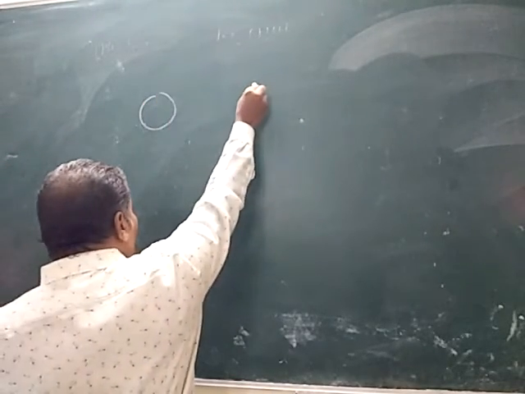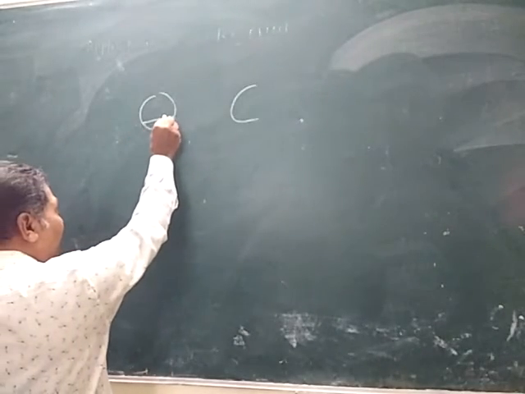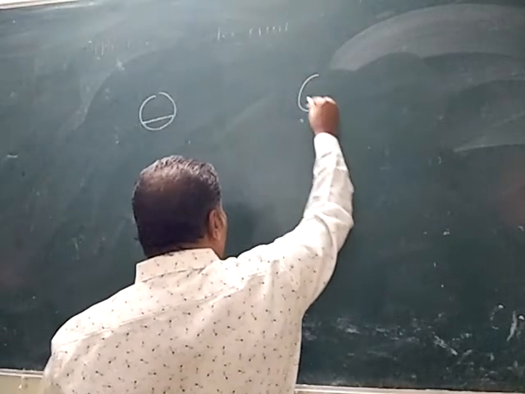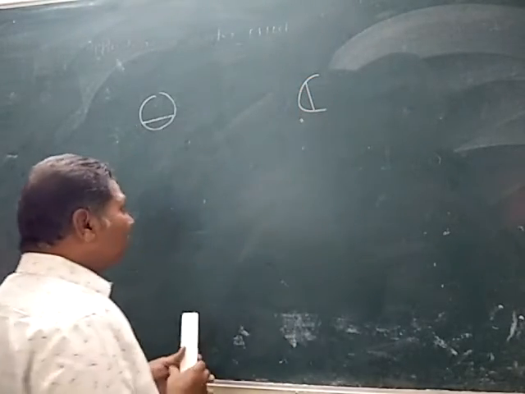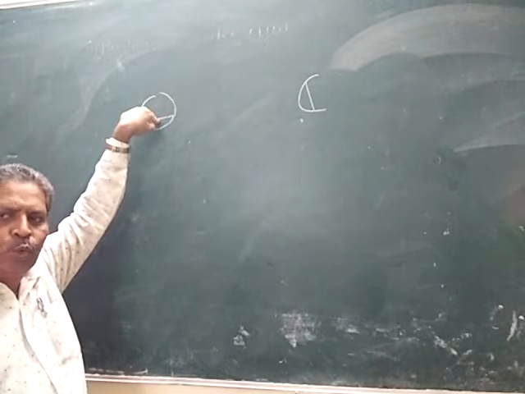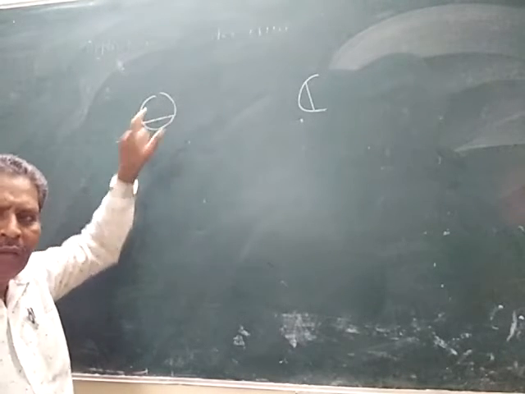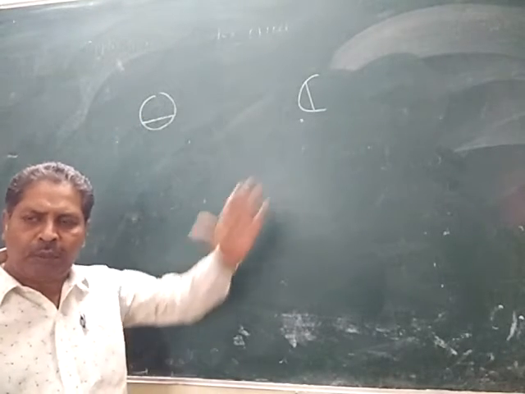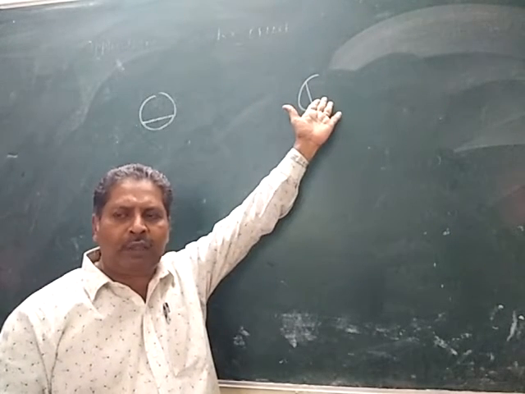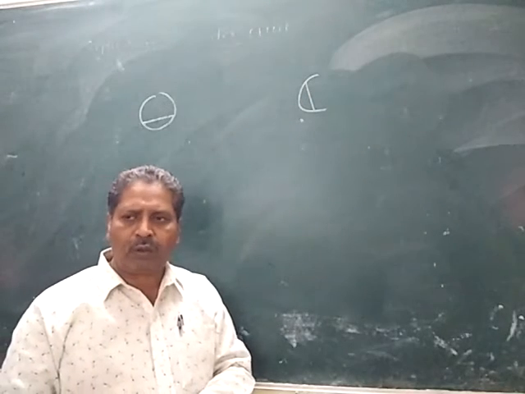Circle, parabola. Any line joining two points, any line joining two points on the circle is called a chord. Similarly, any two points joined on the parabola is also called a chord.